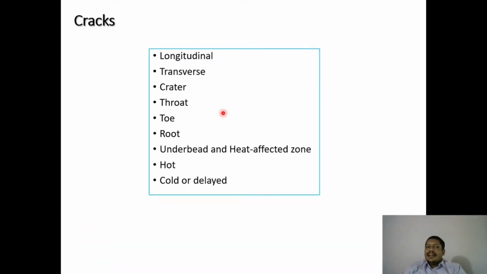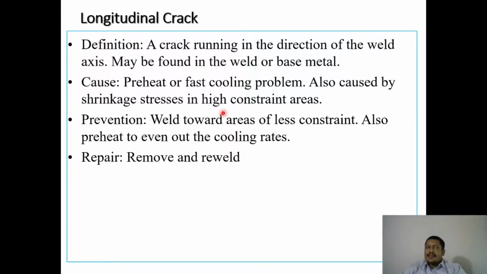Now we will see the cracks. On the weld, there are several types of cracks available. You can see we will have longitudinal, transverse, crater, throat, toe, root, underbead, and heat affected zone, hot, cold or delayed cracks. We will see some of them.